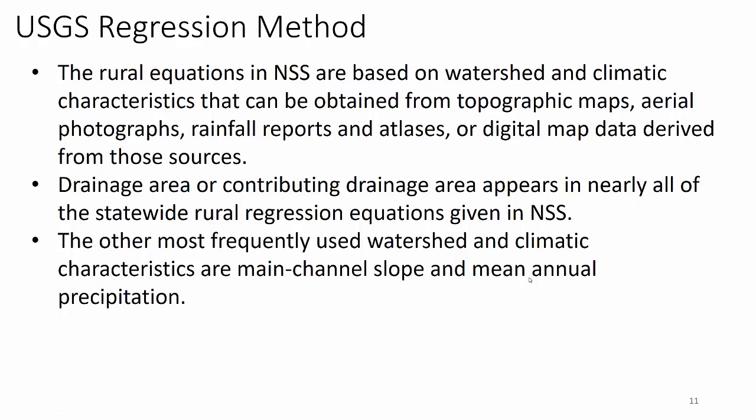Regression equations in this approach are based on watershed and climatic characteristics that can be obtained from topo maps, aerial photos, rainfall reports and atlases, or digital map data derived from other sources. So that's the way we extrapolate to areas without data. Drainage area or contributing drainage areas appear in nearly all the statewide rural regression equations given in NSS. The other most frequently used watershed and climatic characteristics are main channel slope and mean annual precipitation. So now we have the variables that are used in the regression equation.